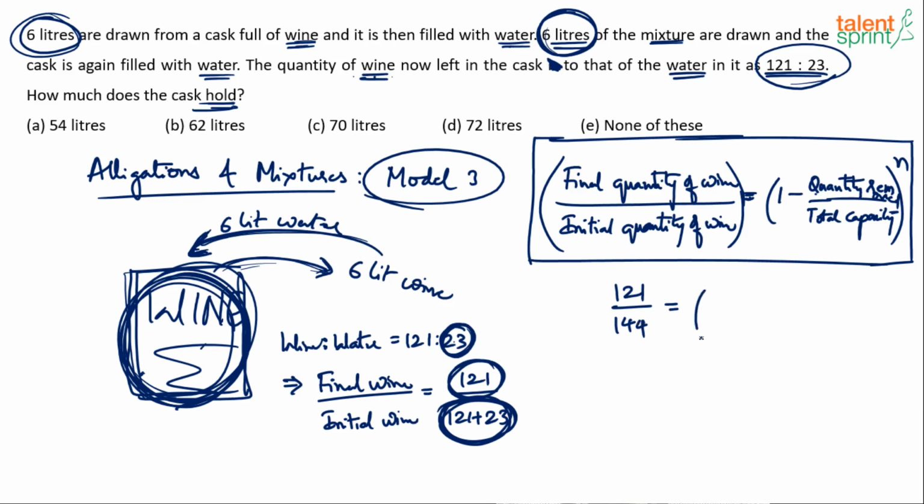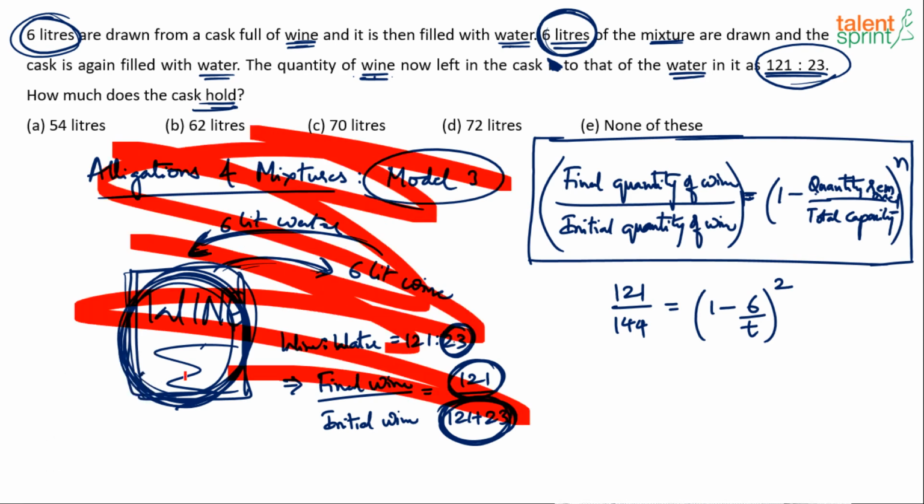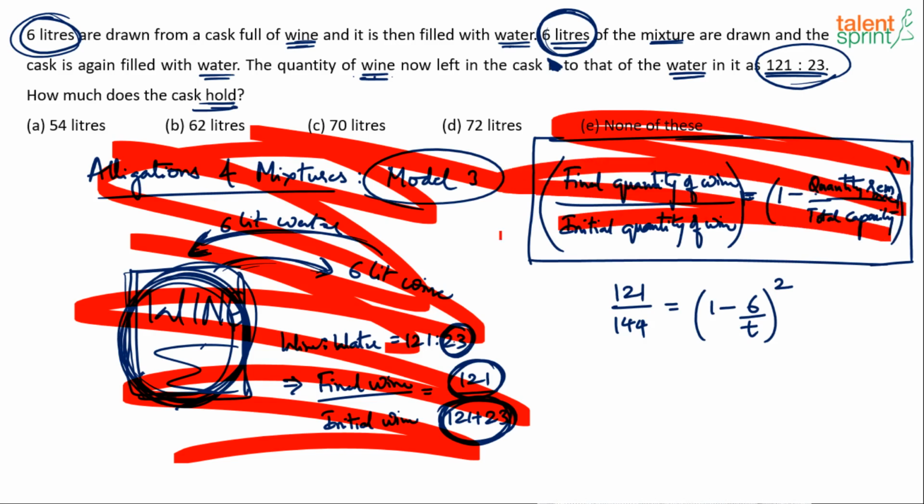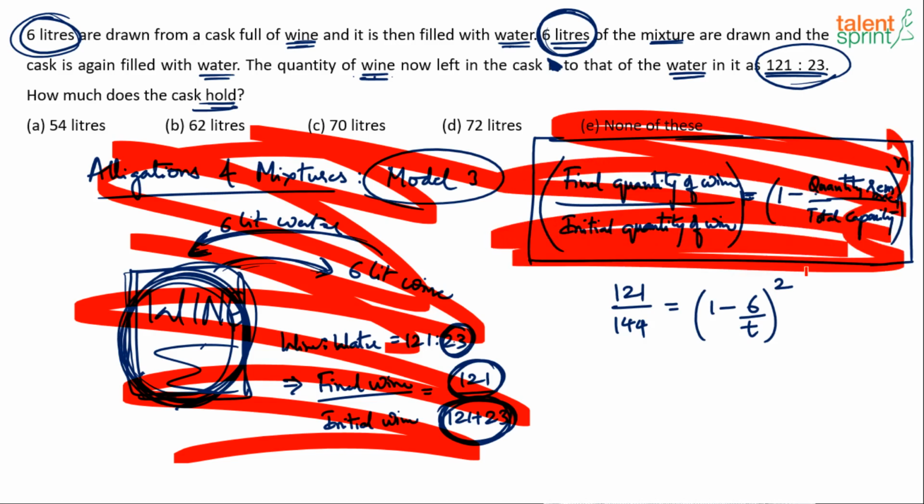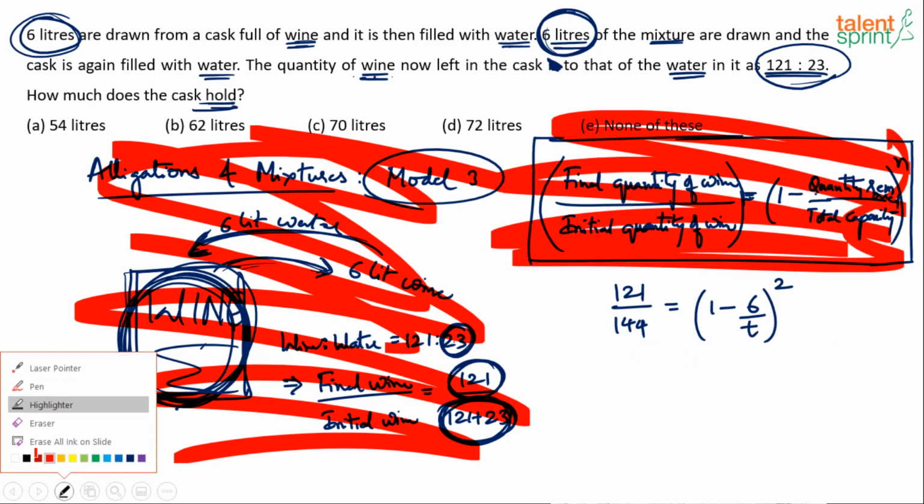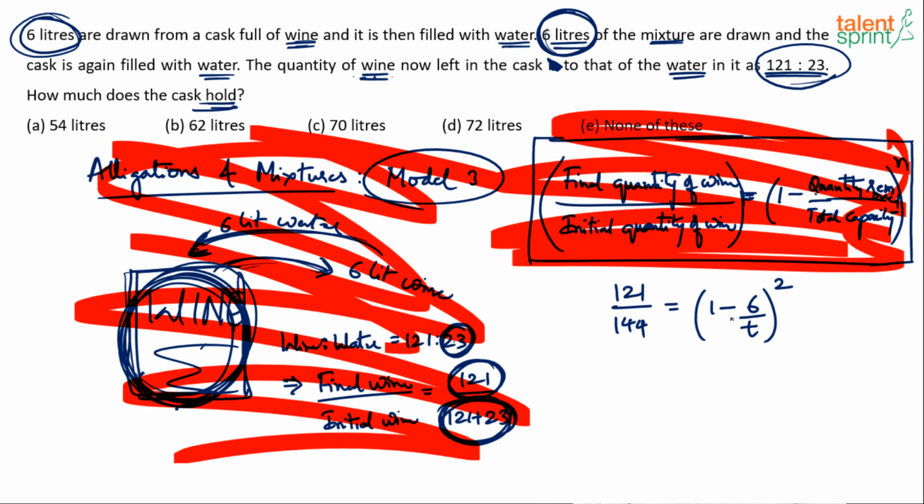That is equal to 1 minus 6 by, let's assume total capacity is T, which is what you have to find out, whole power 2. That's it. Now when you're solving this question in the exam, guys, you will not write all this. Let me just highlight. All this in red is not required. All this you're not going to put on paper. You're not even going to write the formula on paper. Smart students will just start with this step. 121 by 144 is equal to 1 minus 6 by T whole power 2. This is what you will start, and this is where you will end actually.